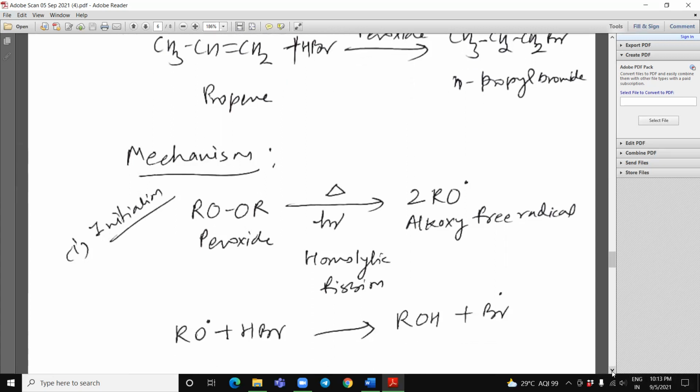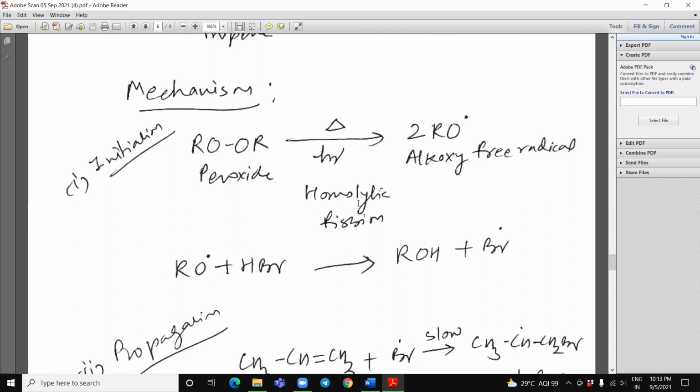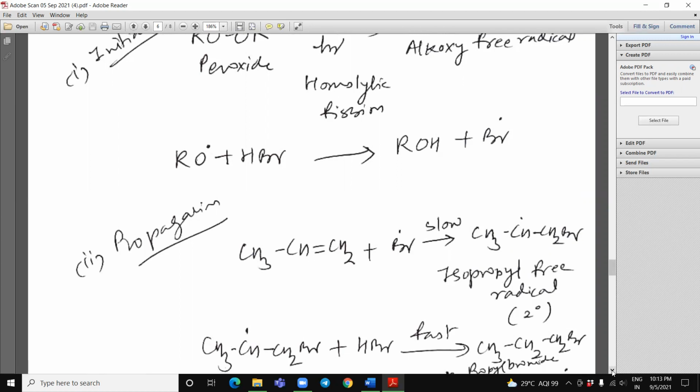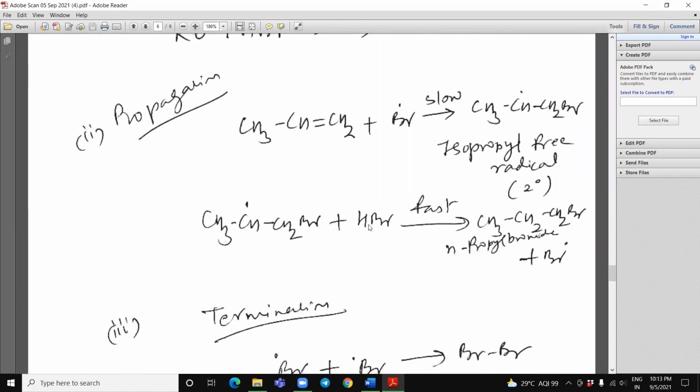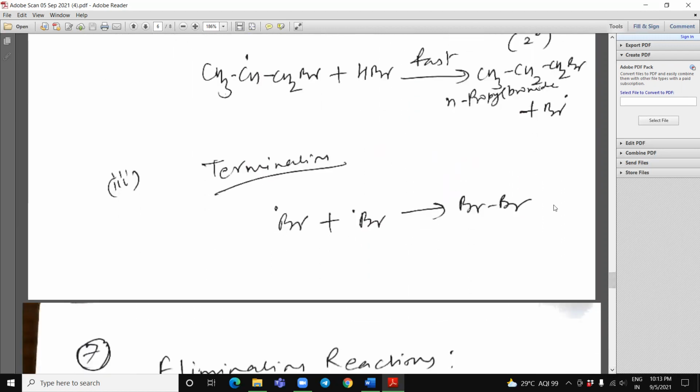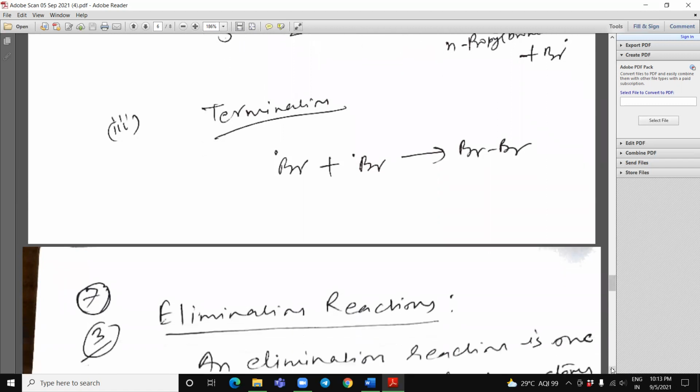Mechanism. First, this peroxide will give alkoxy free radical. It is a homolytic fission. And this alkoxy free radical will react with a molecule of HBr and it will form bromine free radical. And this bromine free radical can add in two ways, but this secondary free radical is more stable. So to this secondary free radical, again HBr is added. It is a fast reaction, and we will get 1-bromopropane. In termination, all these free radicals combine, and they will give neutral molecules.